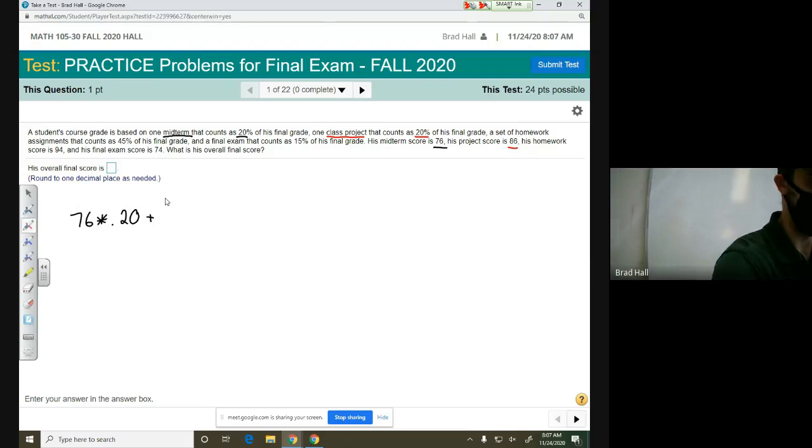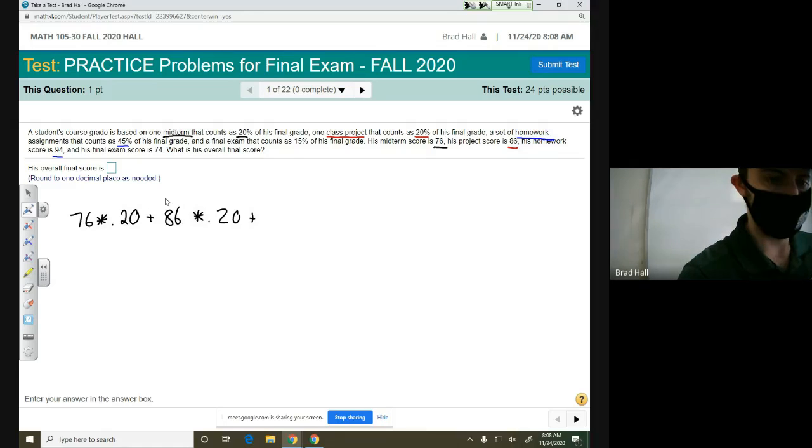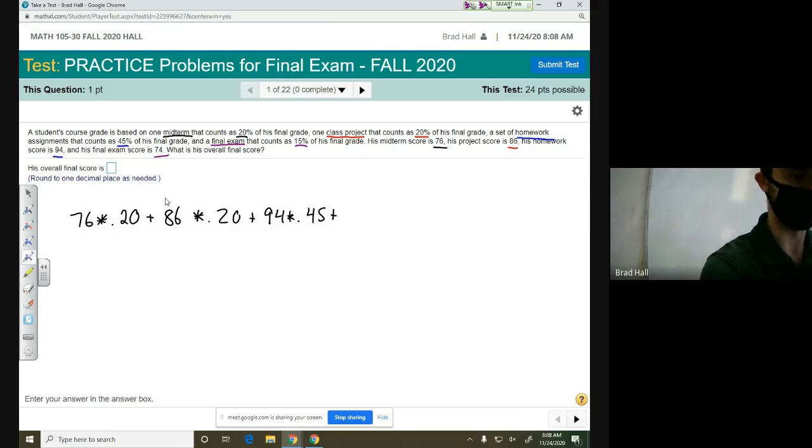So I'll go ahead and add 86 times 0.20. Okay, and so what's the next one? The homework is 45%, and the homework score is a 94. So 94, and that is 45%. And you might see where I'm going with the last one. Final is 15%, final exam score is 74.